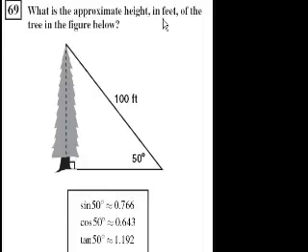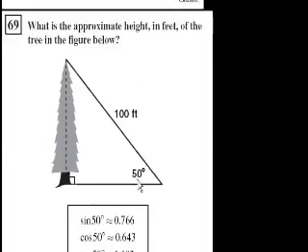What is the approximate height in feet of the tree in the figure below? Okay, so this is 50. So let's think about it. What do they tell us? This is 90. This is 50. So the approximate height in feet is the opposite side of this angle, right? So let's call this h. Actually, I shouldn't use h, let's call that O. O is the height of the tree because it's opposite the 50-degree angle, right?